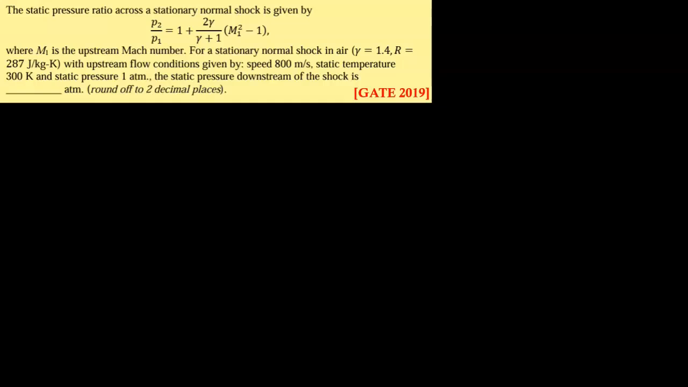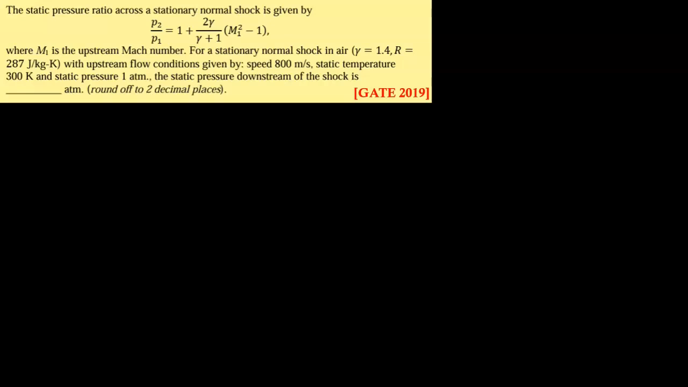Hi, in this question, we have been given the static pressure ratio across a stationary normal shock, given by P2 over P1 equal to 1 plus 2 gamma divided by gamma plus 1 into M1 square minus 1, where M1 is the upstream Mach number.